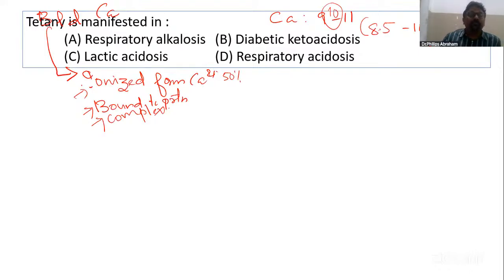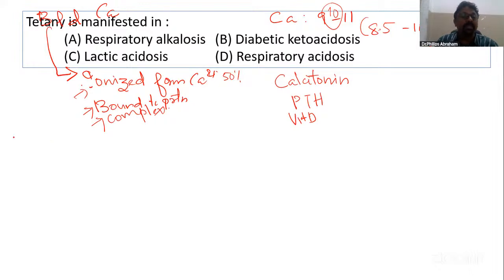Now, blood calcium level is mainly regulated by three hormones. One is calcitonin. It is a hypocalcemic hormone. Then we have PTH. It's a hypercalcemic hormone. Then we have vitamin D. Other than these, another factor is any factor that helps in the binding of calcium to protein.